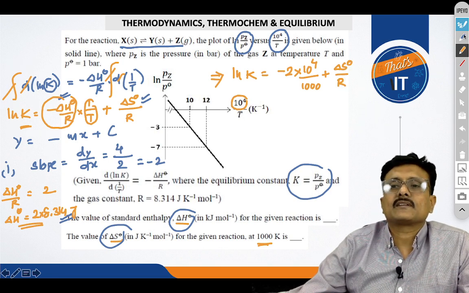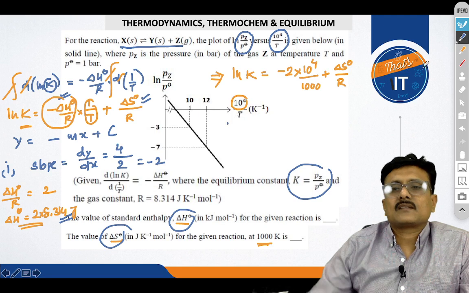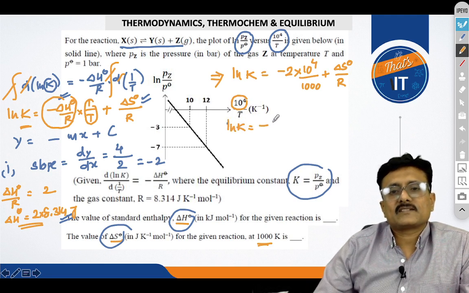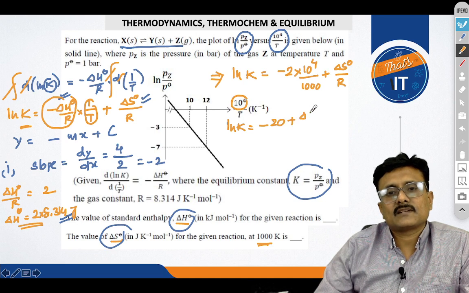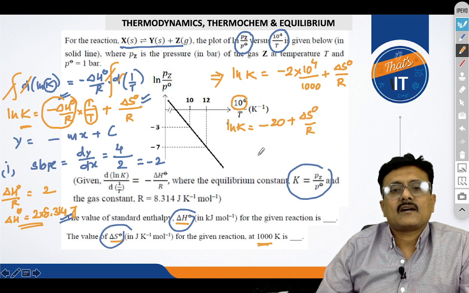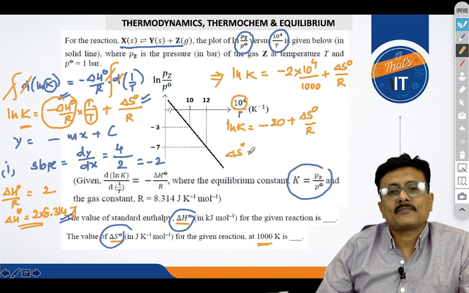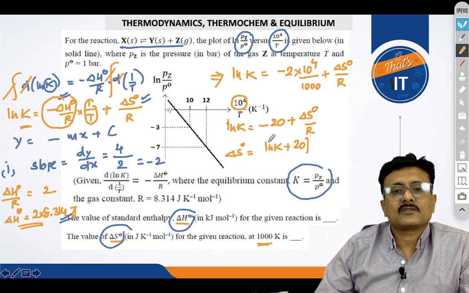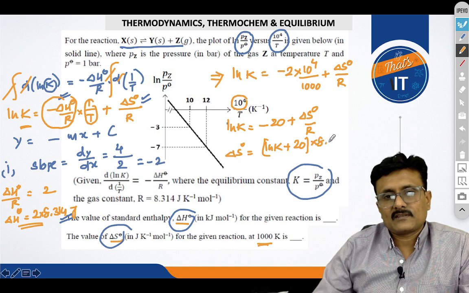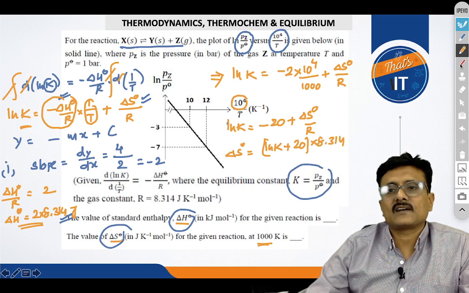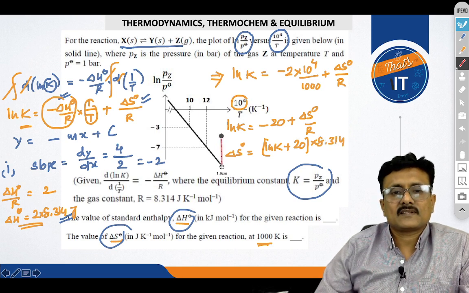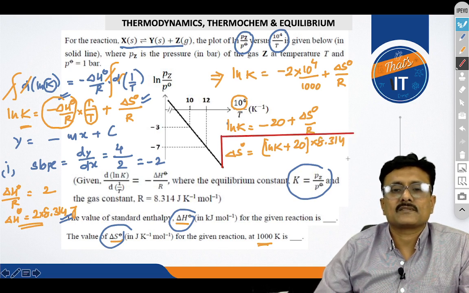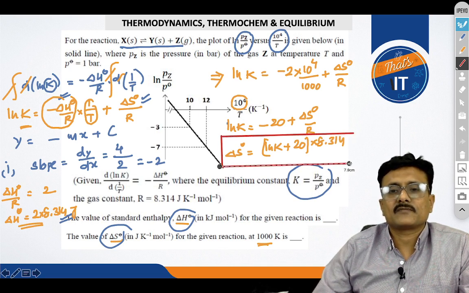Alright, so you got here natural logarithm of K equal to minus 20 plus delta S naught by R. So delta S naught equal to natural logarithm of K plus 20 into 8.314. So this is the answer for the second question. Hope you understood. Any confusion?